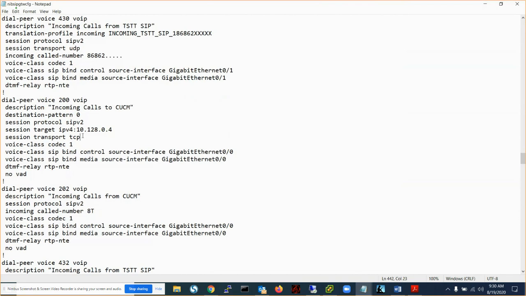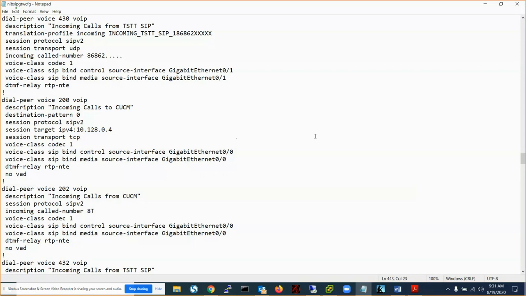Right? Yep. Because like I said, preference 0 is the default. But under the dial pair 201, the difference is the IP address is 129, which is the subscriber. I have to put it as preference 1 so that the system knows, once you cannot reach 128.0.4, go to 129.0.4. So that's how the preferences work.